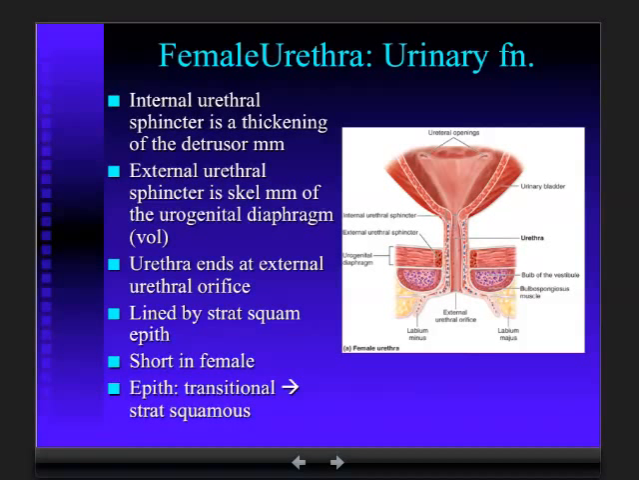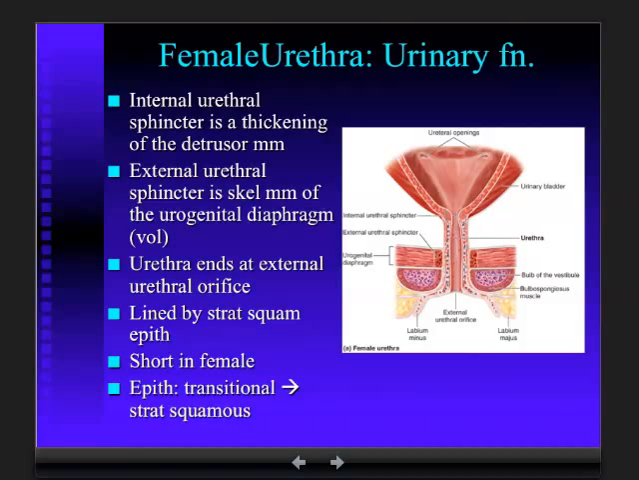And as the urethra passes through the urogenital diaphragm, meaning the musculature at the floor of your pelvis, of your perineum. Perineum is the floor of your pelvis. As it passes through the urogenital diaphragm, that is skeletal muscle, and skeletal muscle, of course, is voluntary. So the external urethral sphincter is under voluntary control, and that is the urogenital diaphragm, which we're going to come back to and talk more about later this evening.